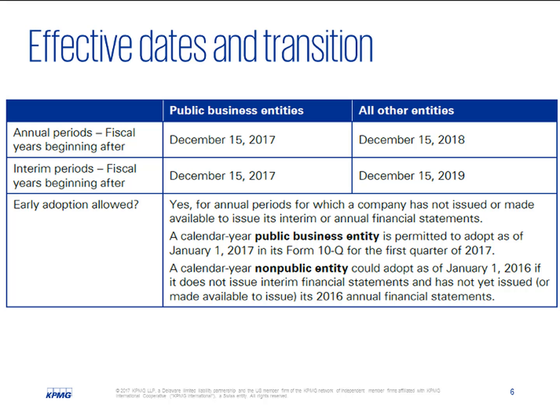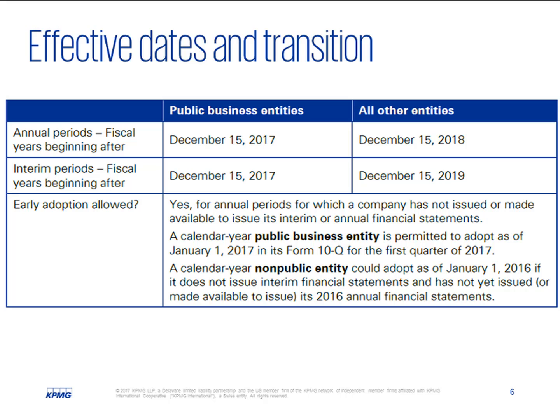Yes, Louise. When is the ASU effective? For public companies, it's effective in 2018, and 2019 for all other companies. And public companies can early adopt as of January 1, 2017, as long as they haven't issued their first quarter interim financial statements.